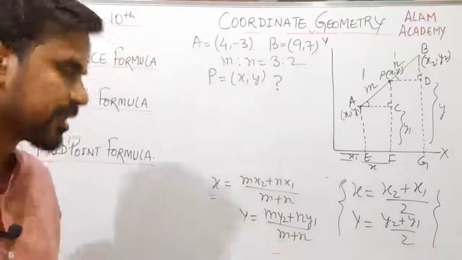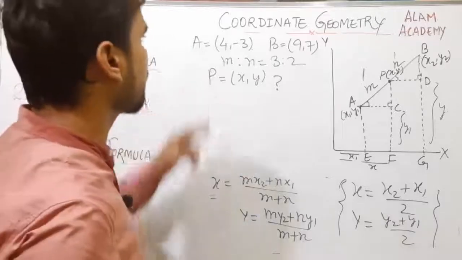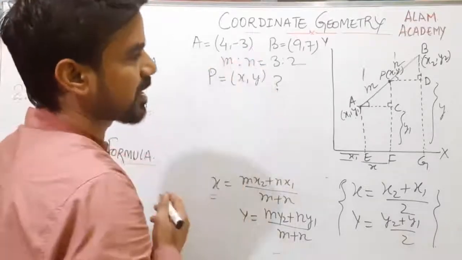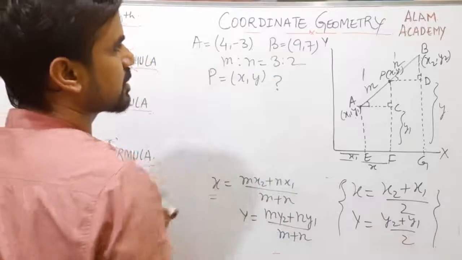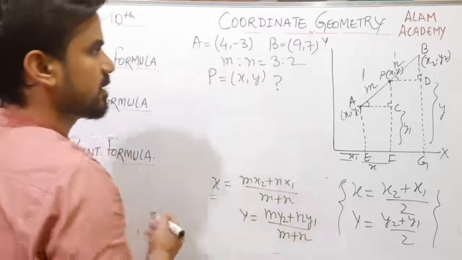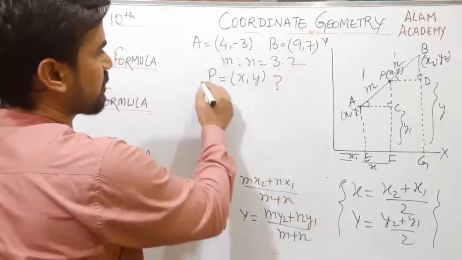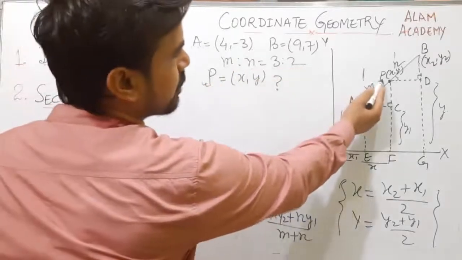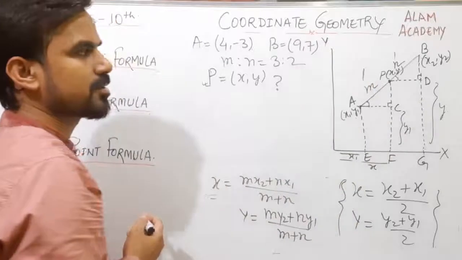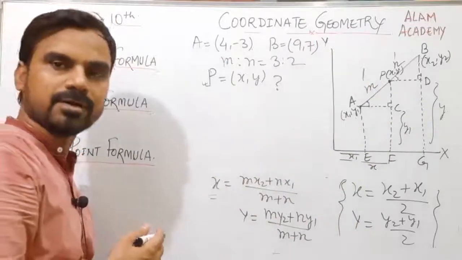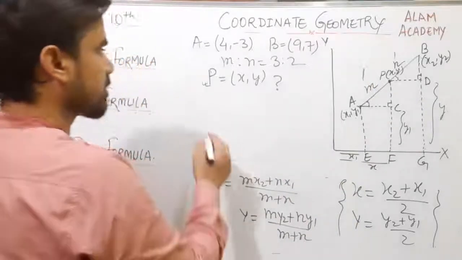Consider a question here. The coordinates of A are given, that is (4, minus 3), and the coordinates of B are given, (9, 7), and the ratio m is to n is given as 3 is to 2. So we have to find out the coordinates of P. It means we have to find out x and y. What do we have to find out? We have to find out x and y.